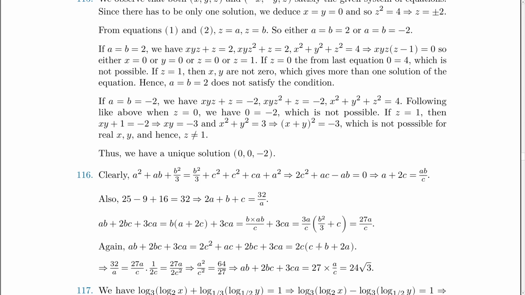Now we have 2a plus b plus c, which is equal to 32 by a. So we put in here. That will become 32 by a, which will be equal to 27 by c, which is this value, into 1 by 2c. That means a square by c square is equal to 64 by 27, which implies that ab plus 2bc plus 3ca is equal to 27 into a by c. And from here we get a by c, and we get the final value of 24 into 3.